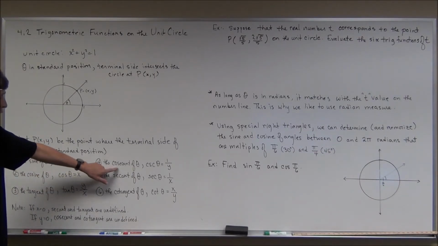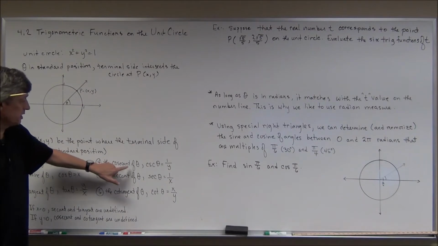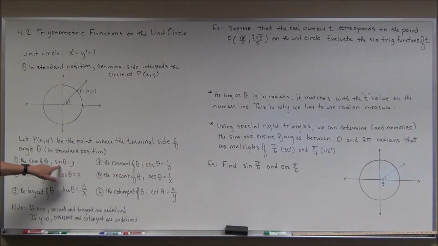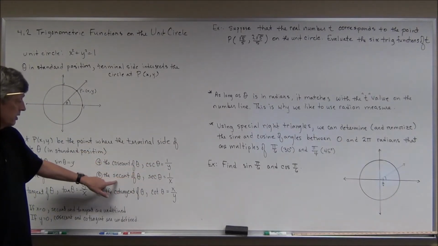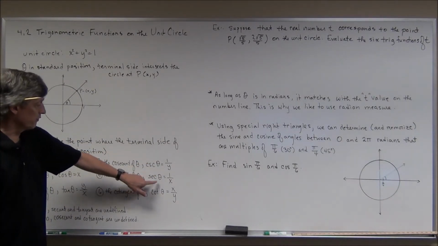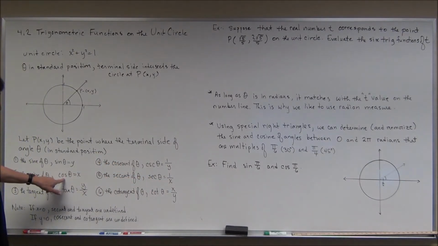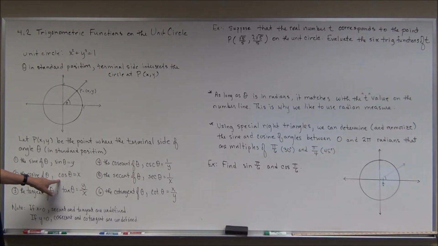The cosecant function of theta, which is abbreviated CSC of theta, is 1 over y. Notice that it is the reciprocal of sine. So if you know the sine of theta, you know the cosecant of theta because they are reciprocals. The secant, which is abbreviated SEC of theta, is 1 over x, which is, remember, the cosine of theta. So the secant and the cosine are reciprocals of one another as well.